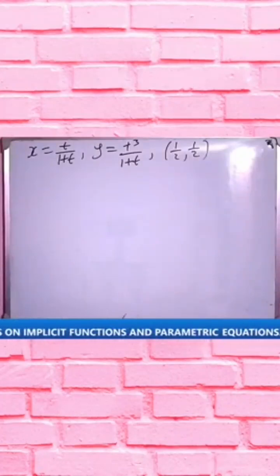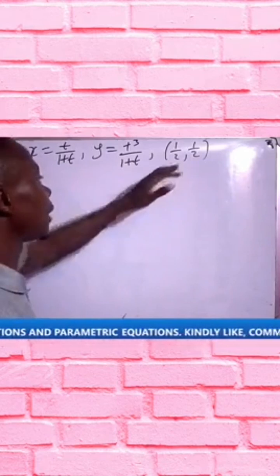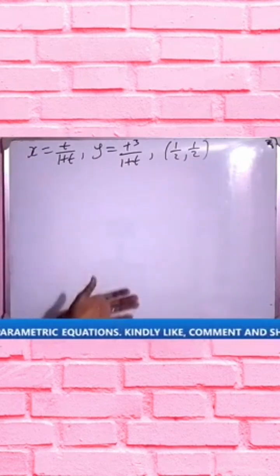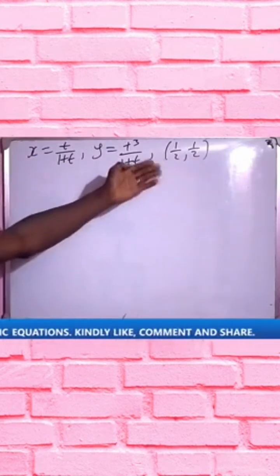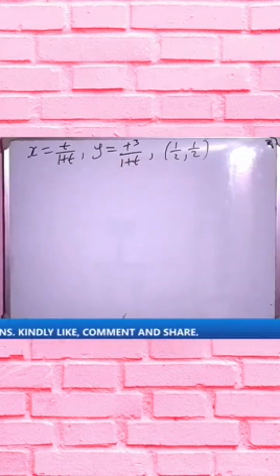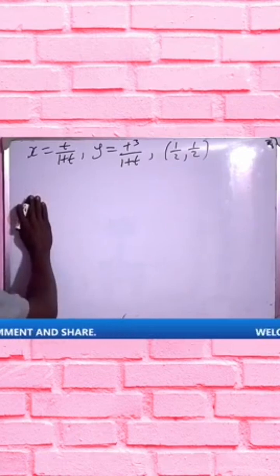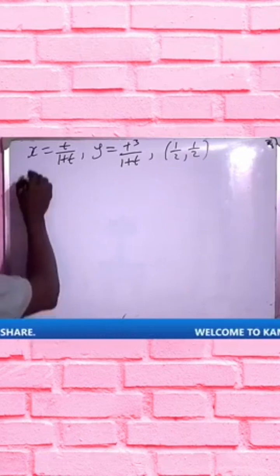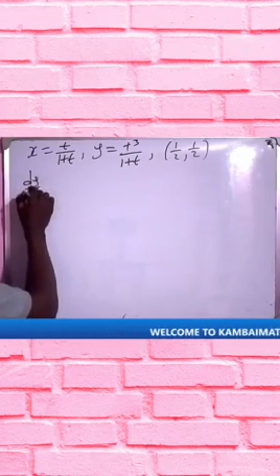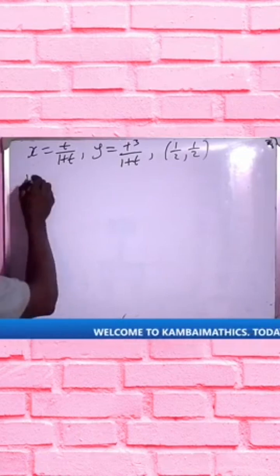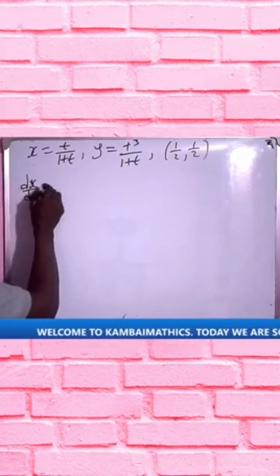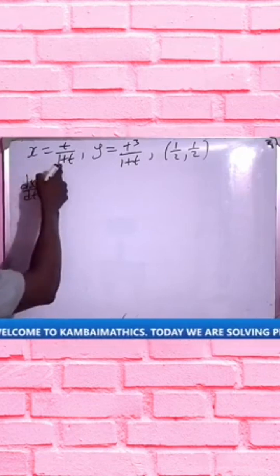together. We have a parametric equation here that we have to find the gradient of at the point 1 comma 2 over 1 comma 2. So now to do this one, just as we did previously, we have dy all over, sorry, dx all over dt. We are differentiating x with respect to t from here.